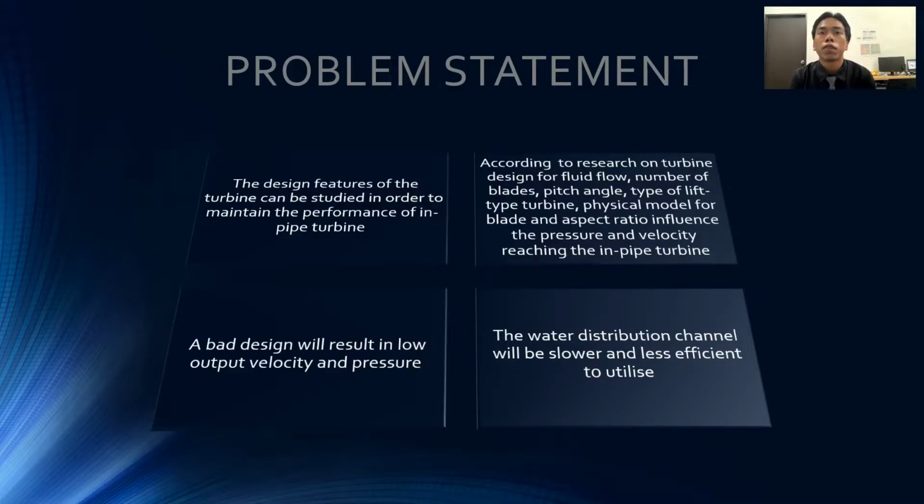Second is the problem statement. Number 1, the design features of the turbine can be studied in order to maintain the performance of the in-pipe turbine. Second, according to research on turbine design, fluid flow, number of blades, pitch angle, type of lift-type turbine, physical model for blade, and aspect ratio influence the pressure and velocity reaching the in-pipe turbine. Third, a bad design will result in low output velocity and pressure. And last, the water distribution channel will be slower and less efficient to utilize.